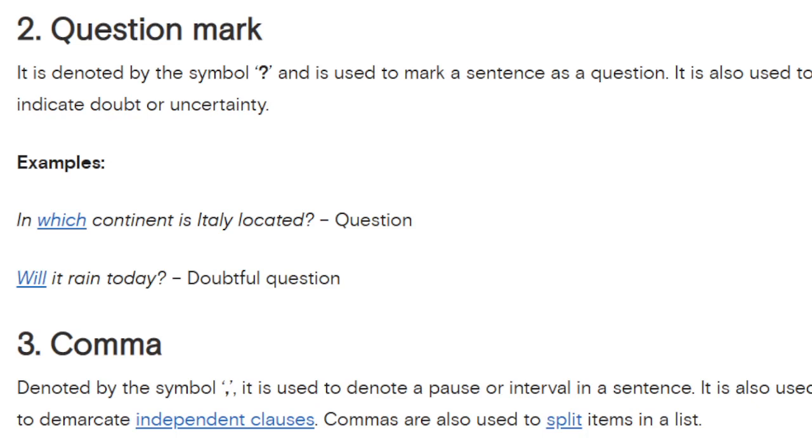For example, in which continent is Italy located? This is a question. Which here is a question word. At last, we put the mark, that is question mark.